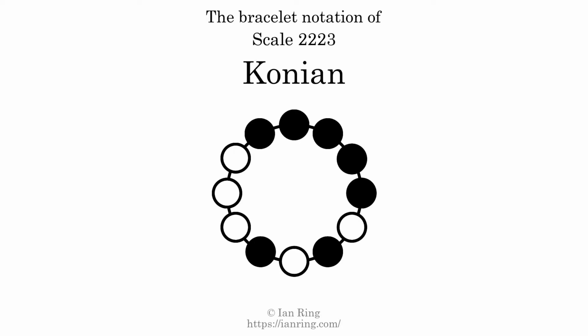This is a bracelet notation diagram of scale 2223. The shaded circles represent tones that appear in the scale, and they are read clockwise, starting at the top.